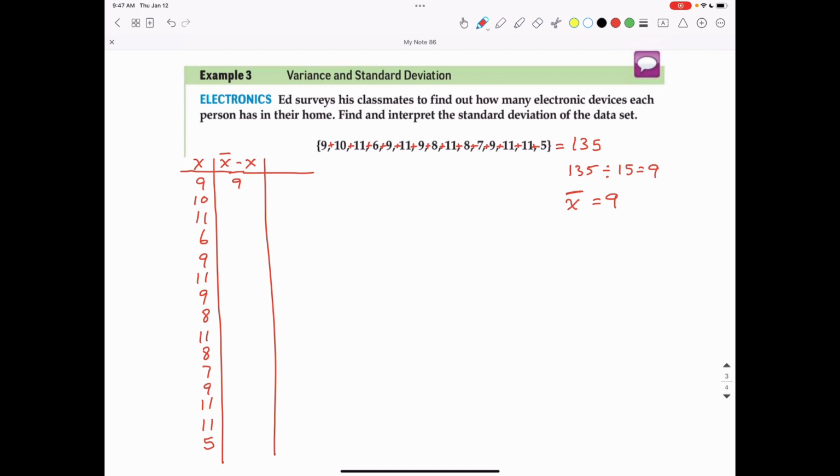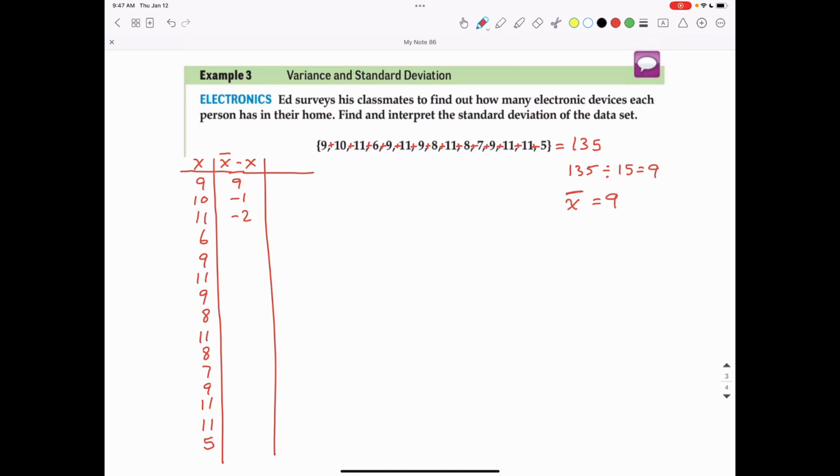And then I would have 9 minus 10, which is negative 1. 9 minus 11 is negative 2, and so on for the entire data set. And it doesn't matter whether you do mean minus the data point or the data point minus the mean, and I'll explain why when we finish this column as to why that doesn't make a difference.